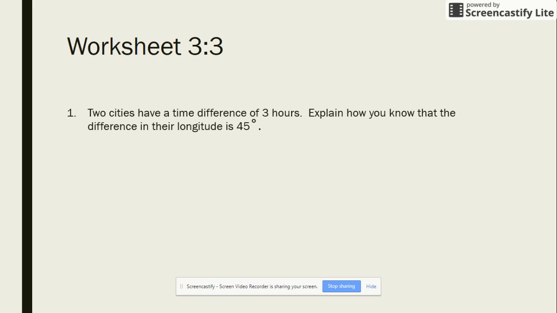Okay, number 1. 2 cities have a time difference of 3 hours. Explain how you know that the difference in their longitude is 45 degrees. Right, I want you to think about this. How did we know that there was 45 degrees? So we have a look and we say, well, 45 degrees divided by 15, because we know that each jump is 15. Each hour is 15 degrees. So we go 45 divided by 15 gives us 3. So that's how we explain it. Okay, so I want you to write that down, please.